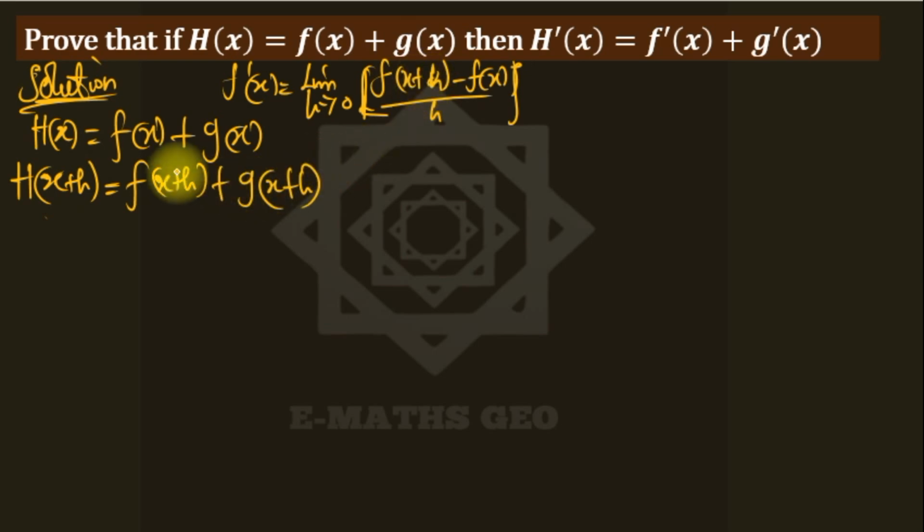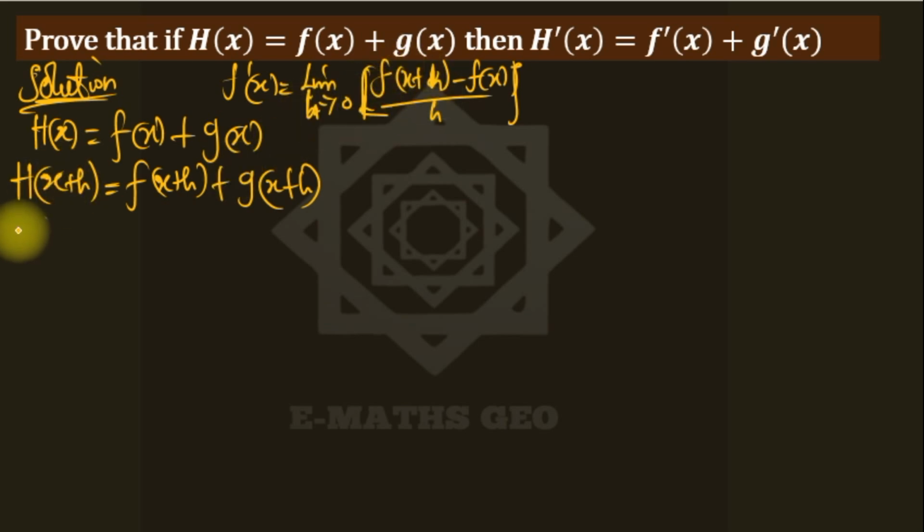In proving from the first principle, we have 4 stages. The first one is to get the change, x plus h, that's the change. Secondly, we subtract the original from the change. Third, we divide by h or x, depending on the one you are using. I'm using h. And finally, we find the limit. So we've done the first stage.